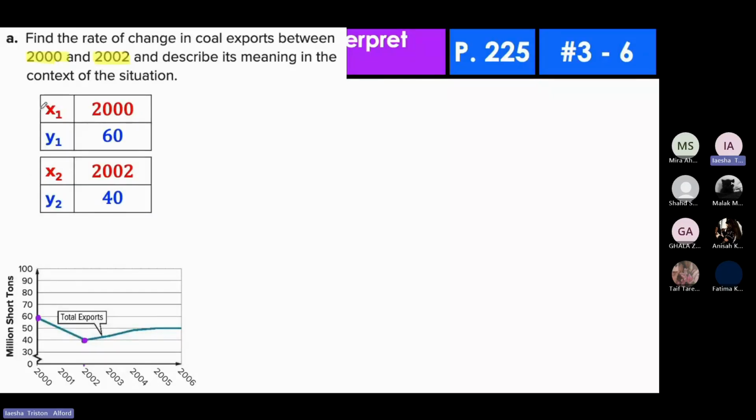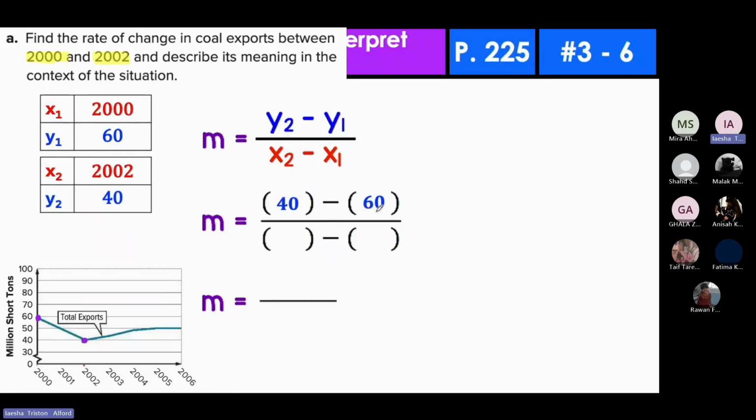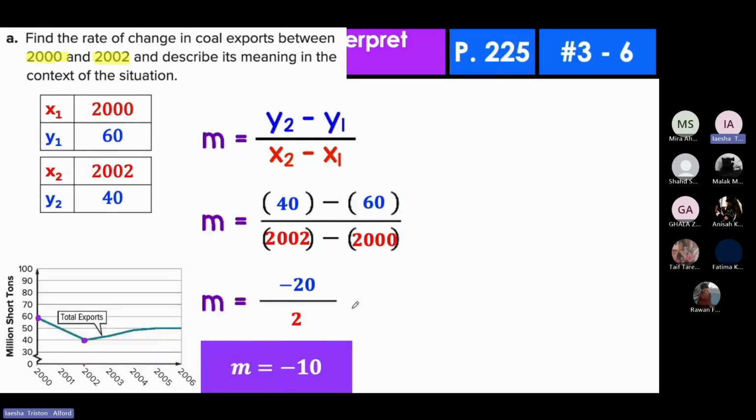Put the numbers from the graph in a table so that it is clear. Write the formula. Y2 should be 40. Y1 should be 60. X2 should be 2002. X1 should be 2000. Subtract the numbers in the top. You get -20. Subtract the numbers in the bottom. You get +2. Divide. You get -10.